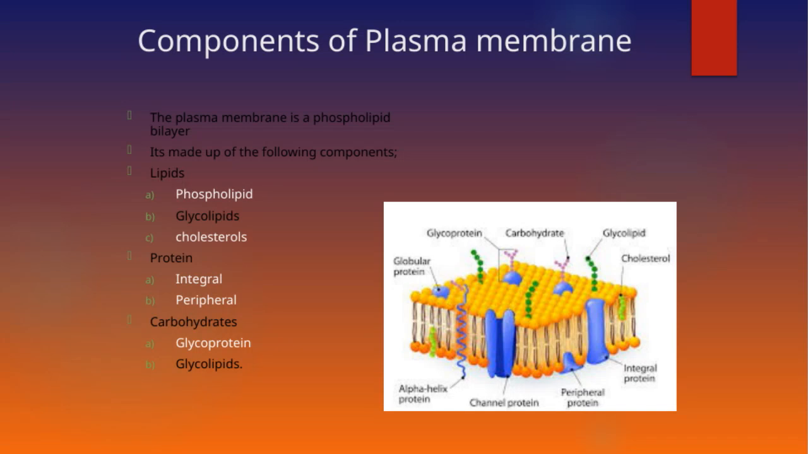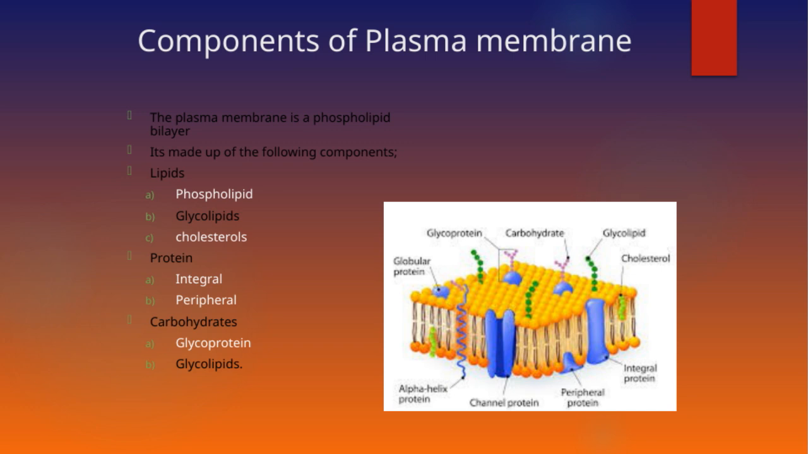The plasma membrane is essentially a phospholipid bilayer, which serves as the fundamental structure of the cell's outer boundary. This bilayer is made up of several key components that work together to maintain the cell's integrity and facilitate communication with its environment. First, we have lipids, which include phospholipids, glycolipids, and cholesterol. Phospholipids are the main building blocks, forming the bilayer with their hydrophobic tails and hydrophilic heads. Glycolipids are lipids with carbohydrate groups attached, playing a role in cell recognition and signaling. Cholesterol, on the other hand, helps modulate the fluidity and stability of the membrane, making it flexible yet sturdy.